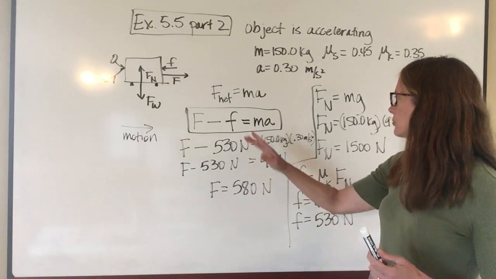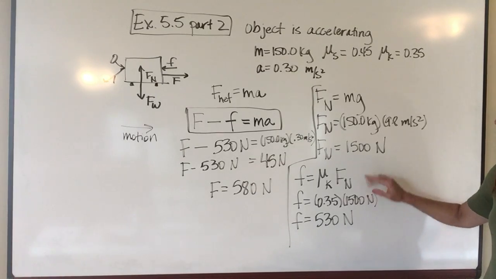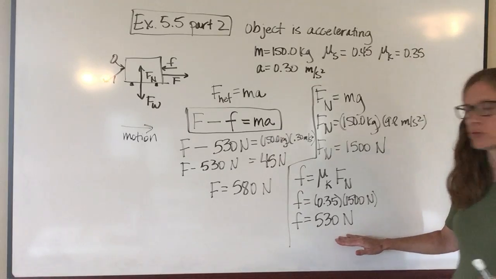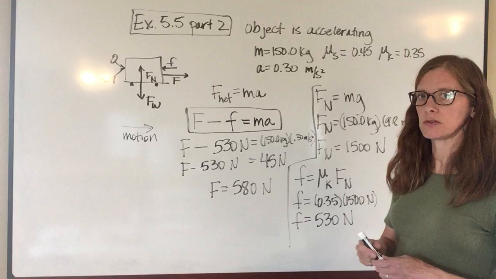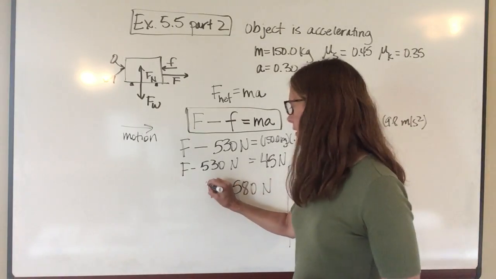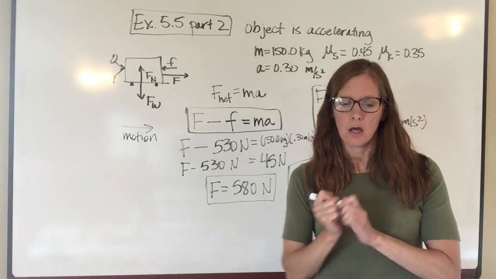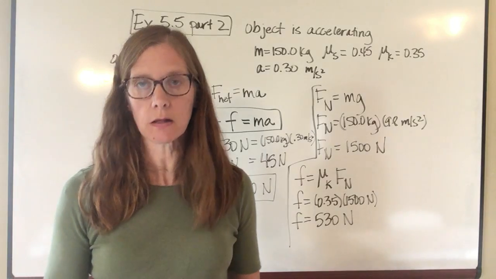So then I was able to calculate the frictional force because I knew the mass, so I could calculate the normal force. Then I could use the normal force to calculate the frictional force. And then because I knew the mass and the acceleration, I could plug that in on the other side. So that gives me this net force that he is actually applying. So that is an example of a problem where an object is accelerating.